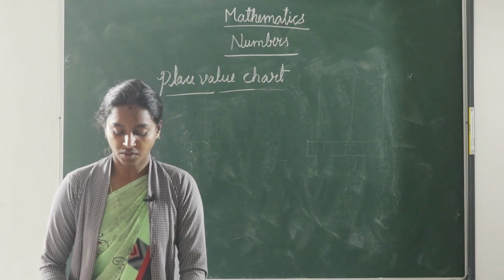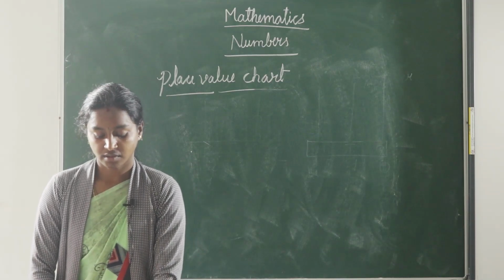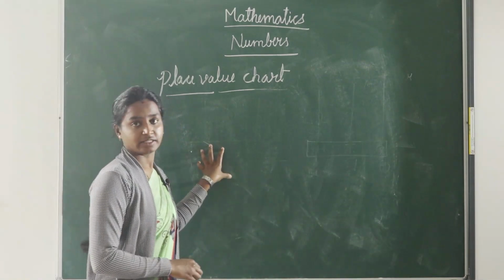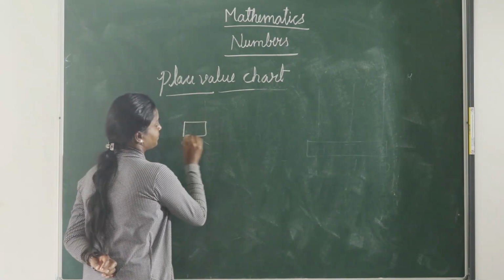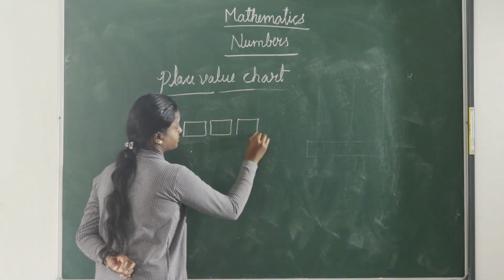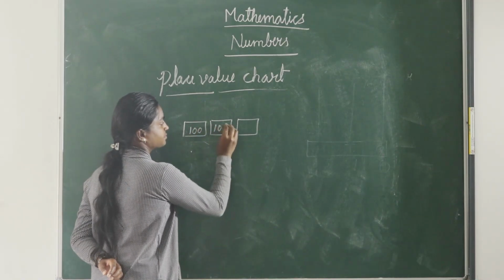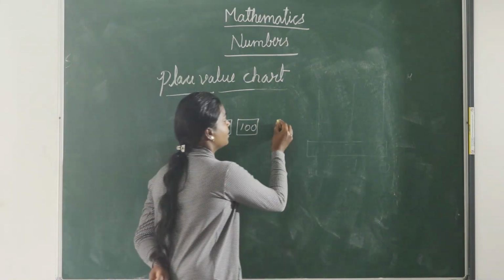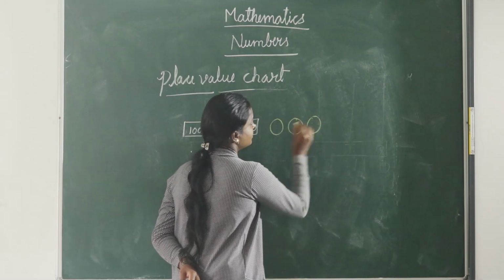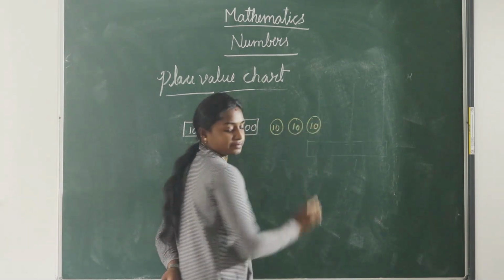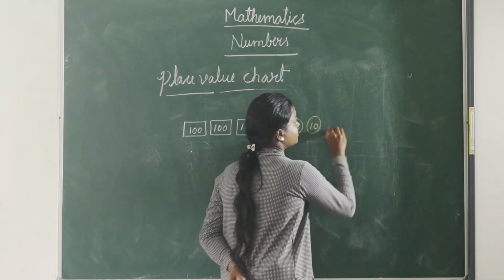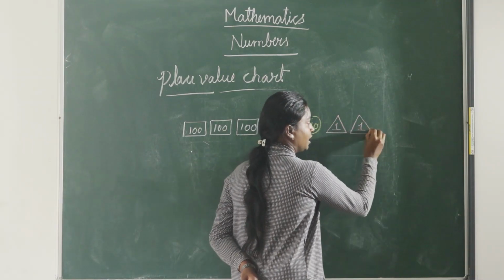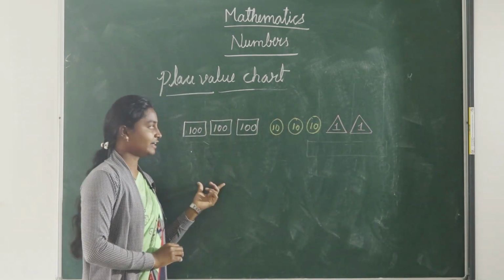which is given in your textbook. Here for place value they have given some drawings. For example, this rectangle stands for 100 and this circle stands for 10 and this triangle stands for 1. Now let's count this figure and write the number.